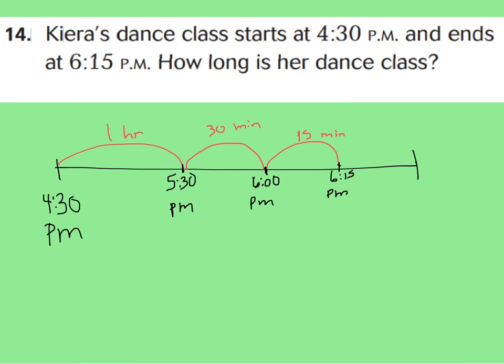When I add up all my times, I have 1 hour plus 30 minutes plus 15 minutes. So that would be 1 hour and 45 minutes. That's how long her dance class is. I hope you got the same exact elapsed time answer that I did.